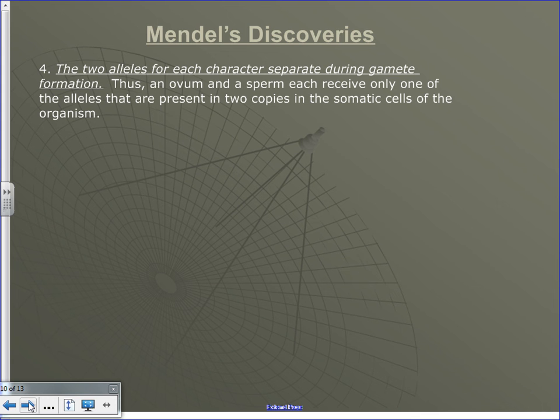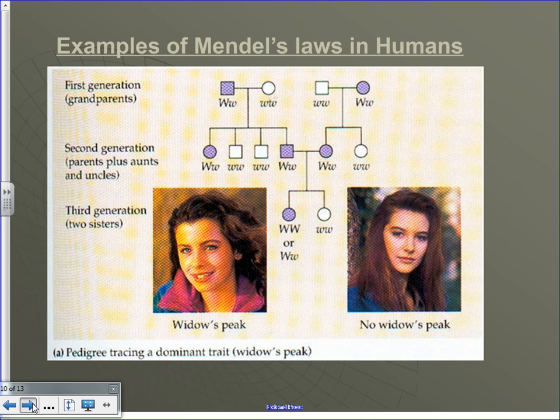Okay, so two alleles for each character separate when the gametes are forming because they're on the same chromosome, and the chromosome has to separate so that each gamete gets one copy of it. All right. So looking at these two people here and their, let's say, genetic family tree.